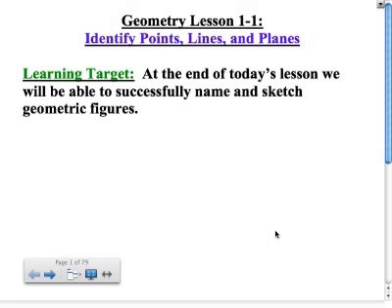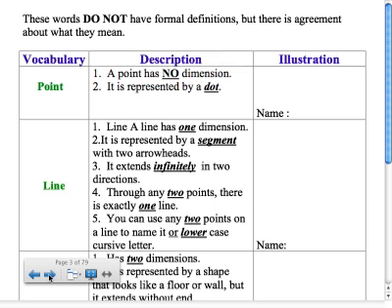So as we take a look here at section 1 for honors geometry, identifying points, lines, and planes. At the end of the lesson, the idea is that you'll be able to successfully name and sketch geometric figures. Okay, so as we move through here, you'll notice that all the blanks are filled in here.